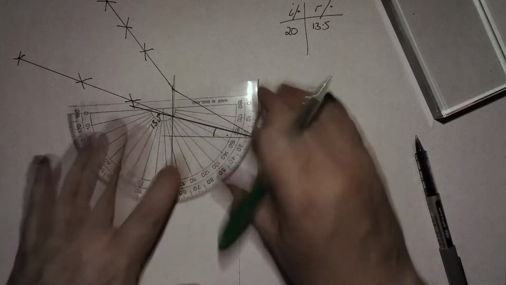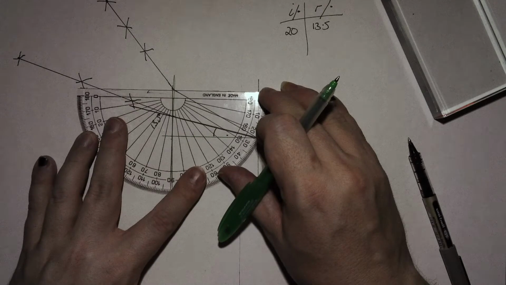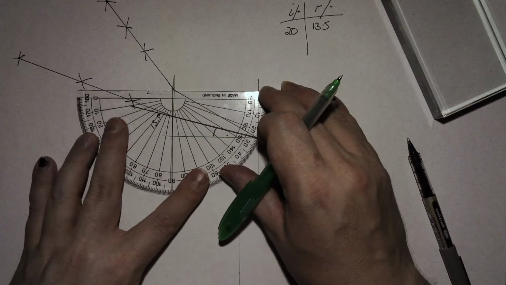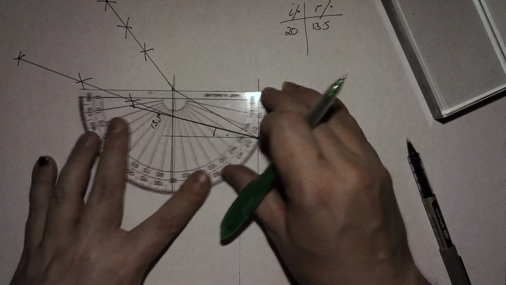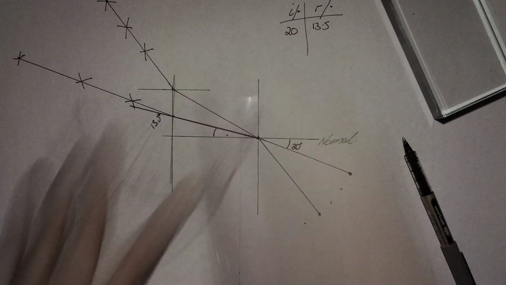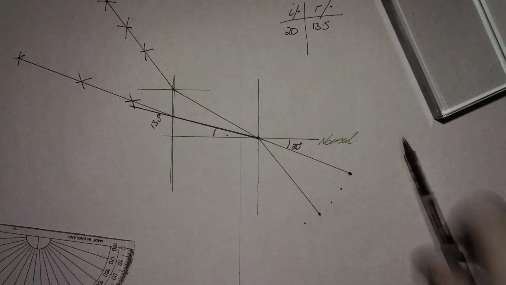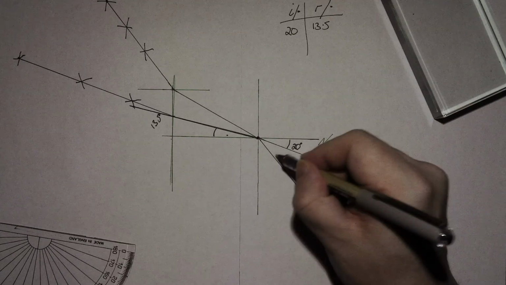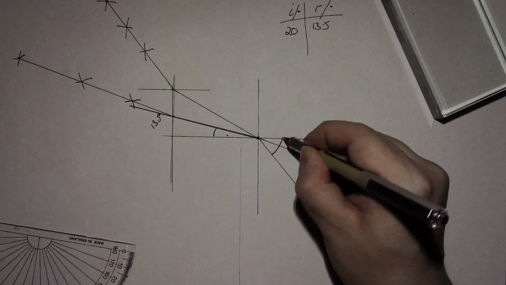So I put that along the end, along the line, nice and neatly, at 90 degrees. And I draw my new normal on. Okay, so I'm now going to measure this angle and this angle.